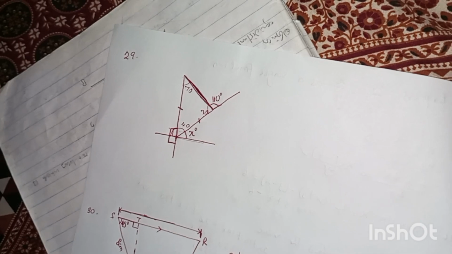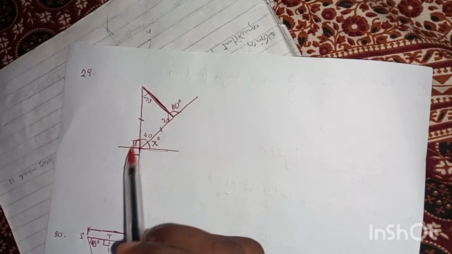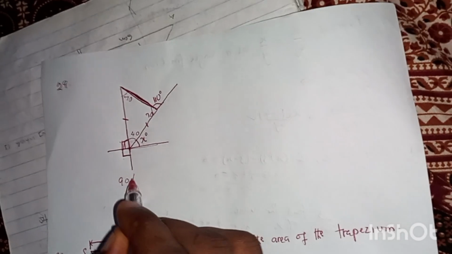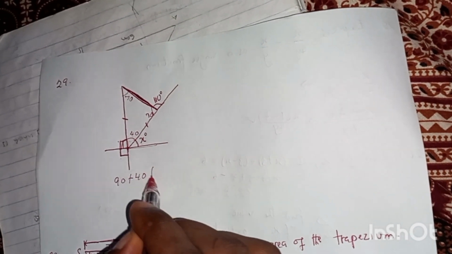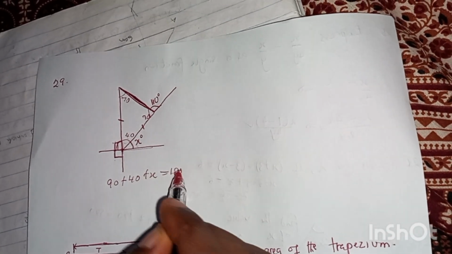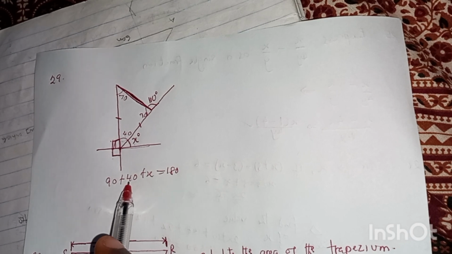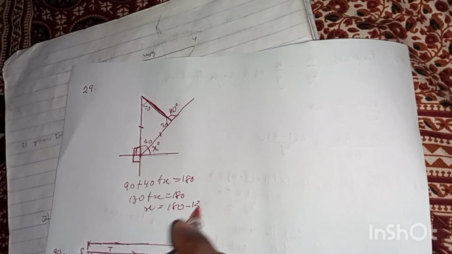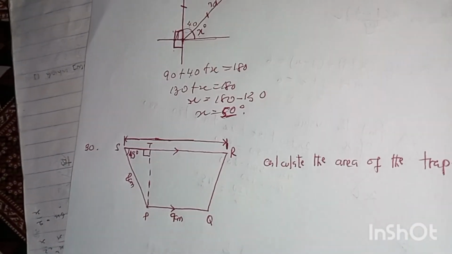You understand? So that's going to be 90, 90. Okay. So we know the angle on the straight line is going to be this 90 plus this 40 plus this X, all equal to 180 degrees. 90 plus 40, that's going to be 130. So that's going to be 130 plus X equals 180. Then X is going to be 180 minus 130, so X will be 50 degrees. X will be 50 degrees, yeah.